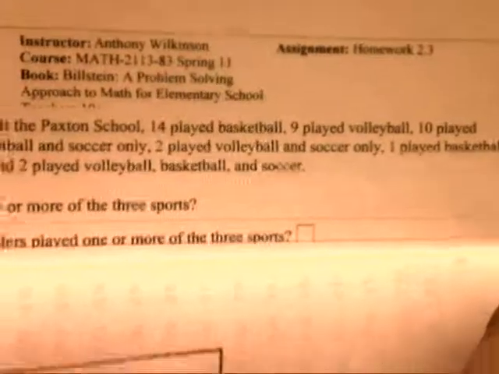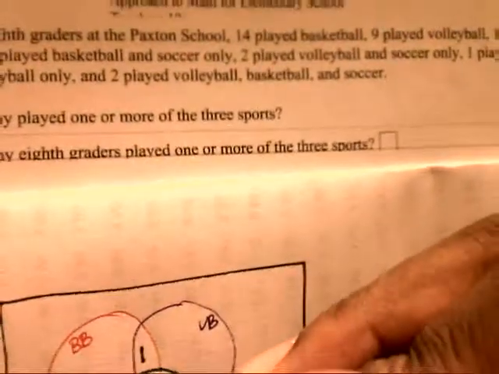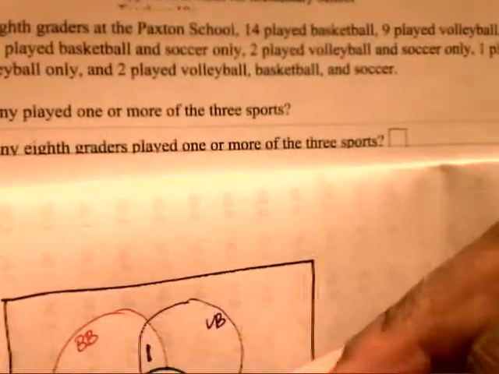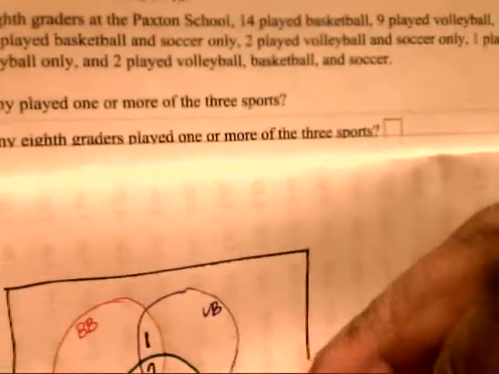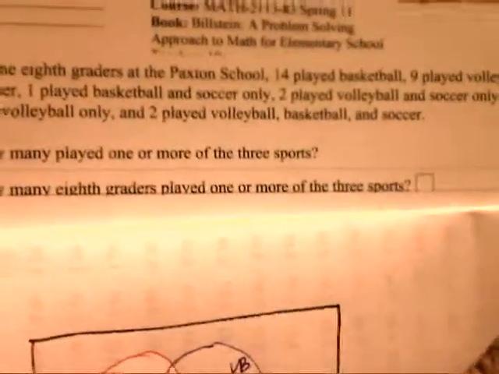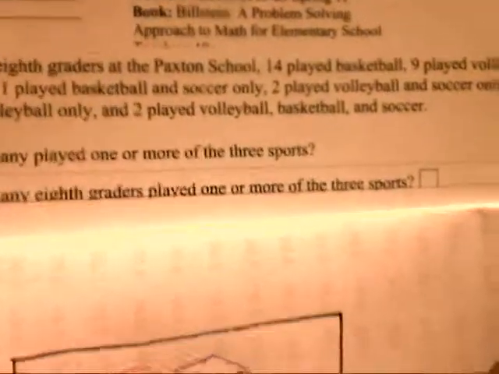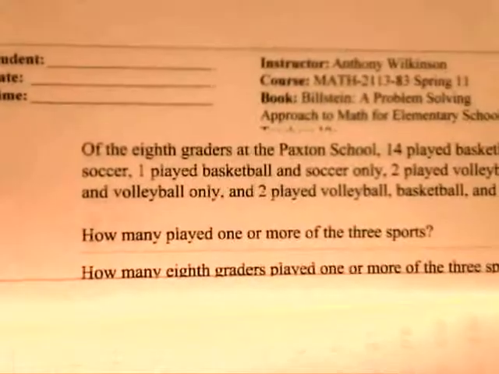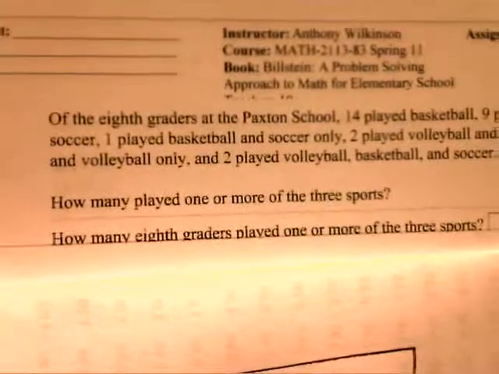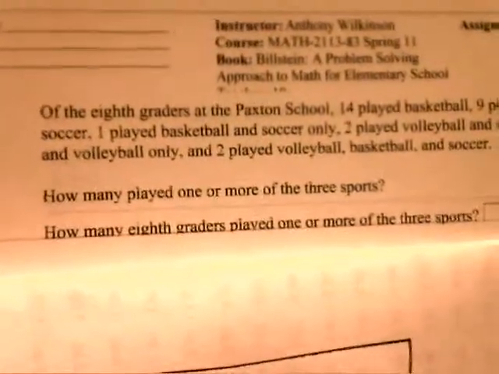And then 2 played volleyball and soccer only. Here's volleyball in the purple and soccer in the green. That's this intersection right here. So let's place that 2 right there. And then next, 1 played basketball and soccer only. Here's basketball here and soccer right here. So let's place the 1 there.